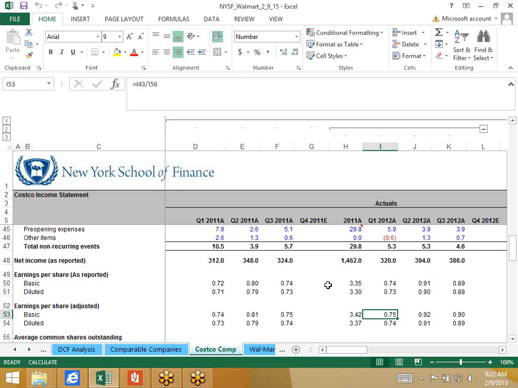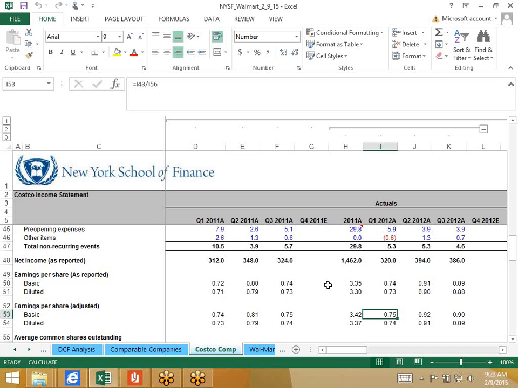LTM data as of July 31st, 2012. So now we have two sets of data. We have the year ends, which is as of January 31st, and then we have last 12 months as of July 31st. So what that means is for Costco, we need to make sure that when we show 2012 Costco year end, it's not Costco's fiscal year end. It's an adjusted year end that's in line with January 31st, 2012.